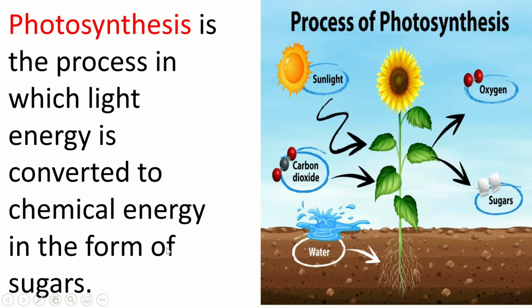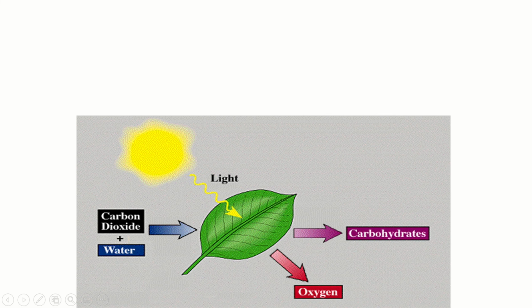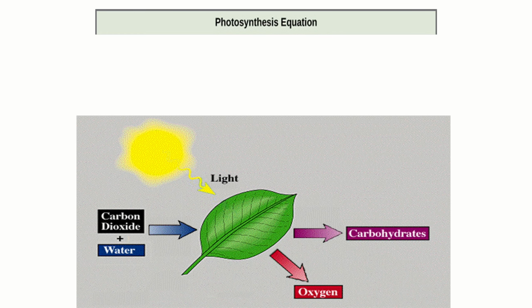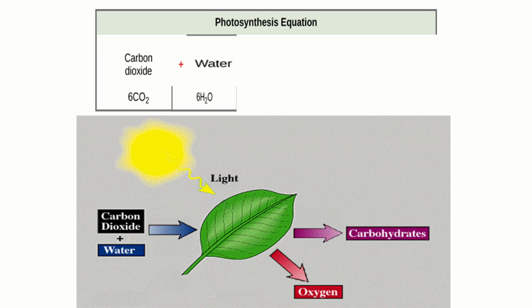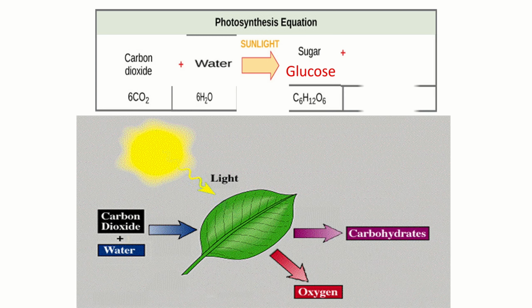Okay, so photosynthesis is the process in which light energy is converted to chemical energy in the form of sugars. We have here the photosynthesis equation. In this process, the food or the sugar, specifically glucose, is synthesized directly from carbon dioxide and water using sunlight, or the light energy from the sun, to create sugar or glucose and the byproduct oxygen. Oxygen is a waste product for the plants, so they release this gas to the environment.